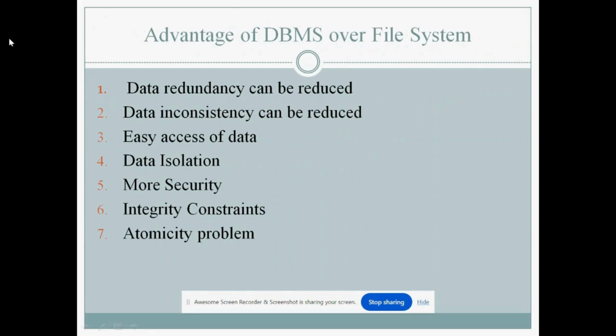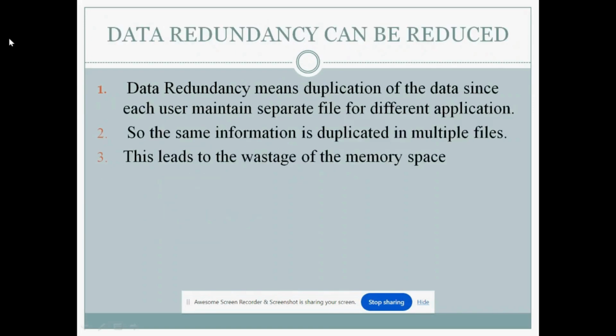First one is data redundancy can be reduced. Second one is data inconsistency can be reduced. Third one is easy access of data. Fourth one is data isolation. Fifth one is more security. Sixth one is integrity constraint. And the last one is atomicity problem.